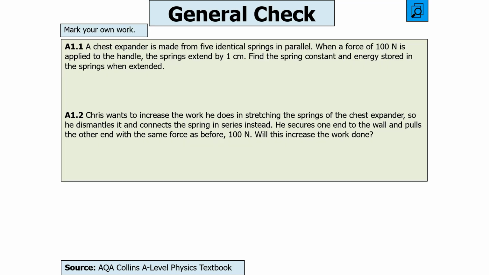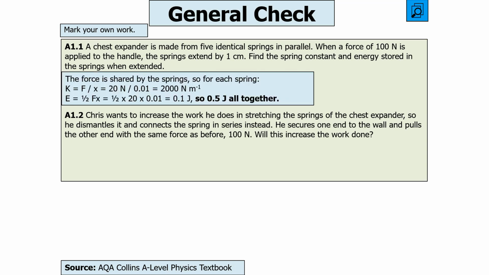Right, in this first question we know that because the springs are in parallel, the force is shared between the springs. So for each spring we say k equals F over x, and the 100 newtons is spread 5 ways, so it becomes 20 newtons. So it's 20 newtons over 0.01, that's centimeters into meters, so it's 2000 newtons per meter.